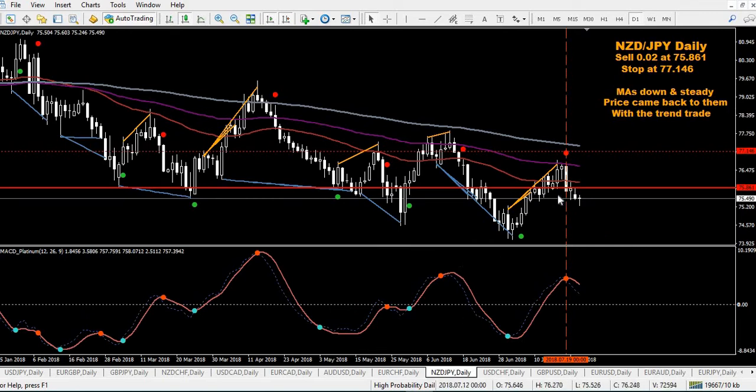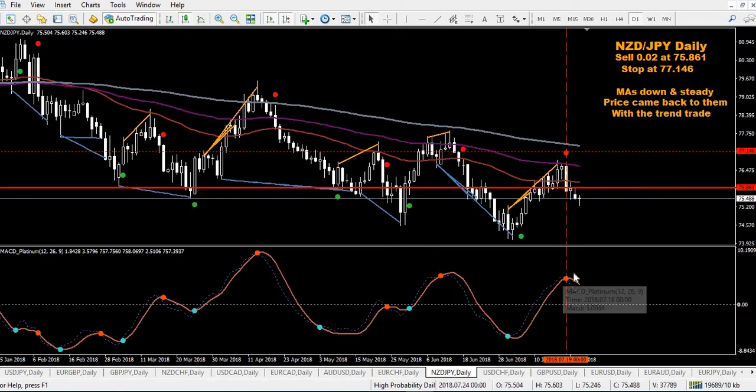New Zealand Japanese yen, another sell trade. Price came up nicely, so this is not bad. See, we've got a high here, but then it's dropped down. We've got a lower low from there, come up, and we've got it rolled over again. So this high here is lower than that high. MAs are down and sort of spreading. They're flattening out a bit, but that's a better sell signal.